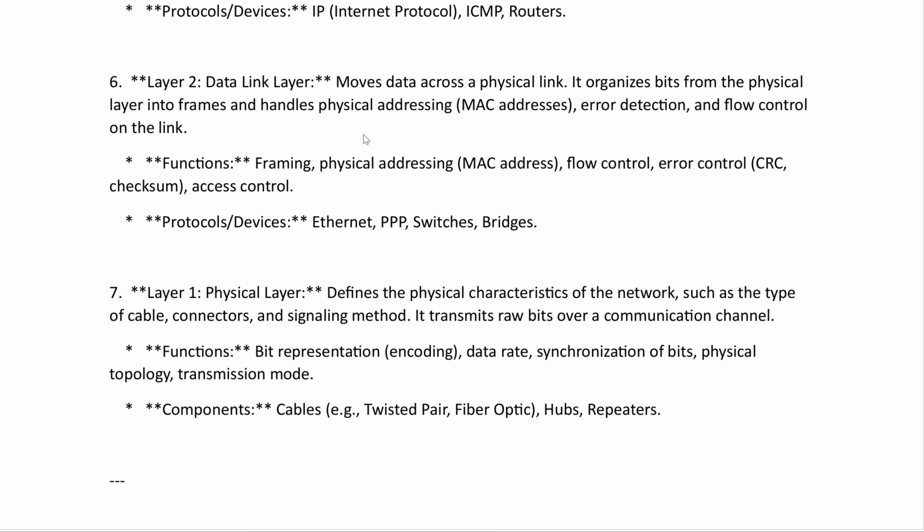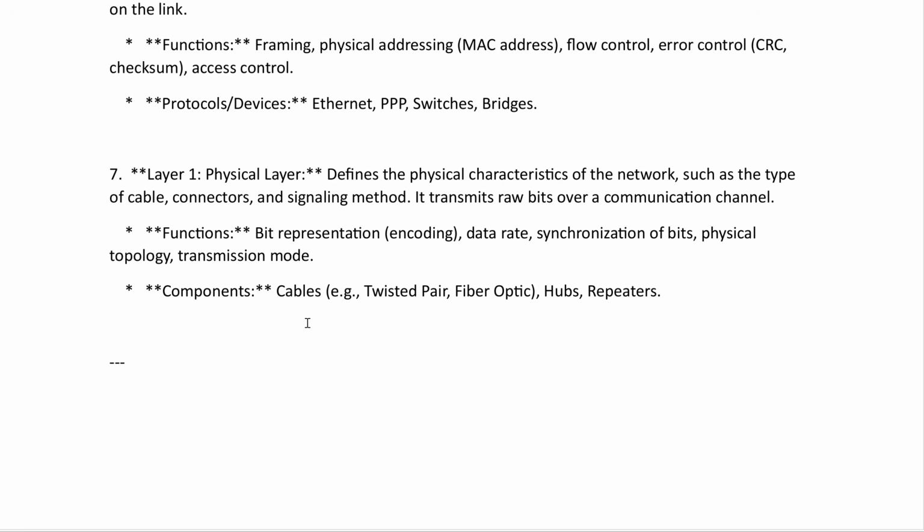Layer number two is known as data link layer. Data link layer moves data across a physical link. It organizes bits from the physical layer into frames and handles physical addressing, that is MAC addresses, error detection, and flow control on the link. The functions of the data link layer are framing, physical addressing, MAC address, flow control, error control that is cyclic redundancy check, abbreviated as CRC, checksum, access control. Protocols or devices supported are Ethernet, point-to-point protocol, PPP, switches, bridges.